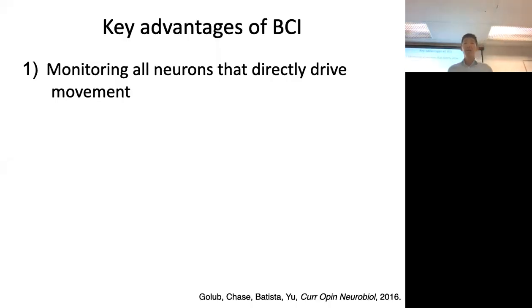Okay, so there are several key advantages of using BCI for asking scientific questions. The first is that we can monitor all neurons that directly drive movement. As I mentioned a moment ago, this will allow us to make scientifically causal statements about the relationships between changes in neural activity and changes in behavior. Usually in studies of arm movements or eye movements, we do not have that causal relationship, but rather a correlative relationship.